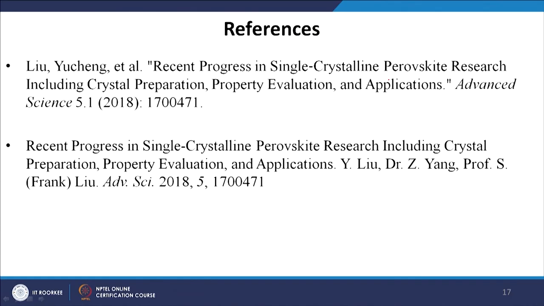Now, there are a lot of excellent research papers and reviews on the perovskite solar cell that you will find online. For the single crystal, you can look at references like Liu Yicheng et al., recent progress in single crystal perovskite research including crystal preparation, property evaluation and application. Apart from these references, there are lots of research papers and review papers available in the literature on the perovskite single crystal and on perovskite materials as a whole, and you can get an in-depth idea and understanding about that.